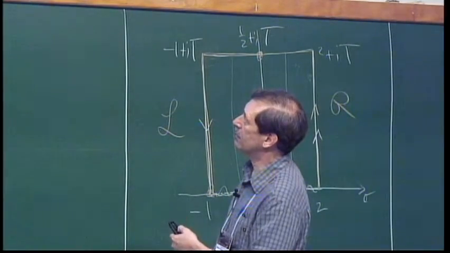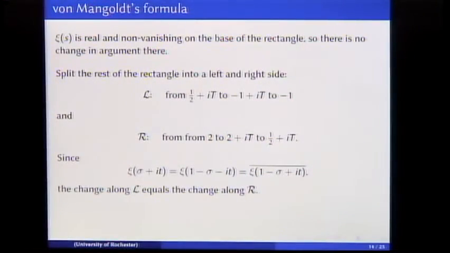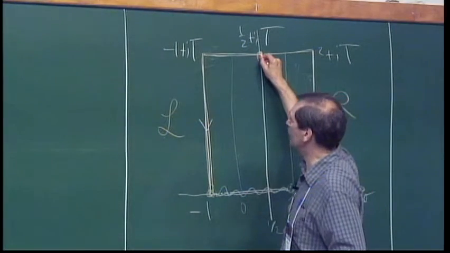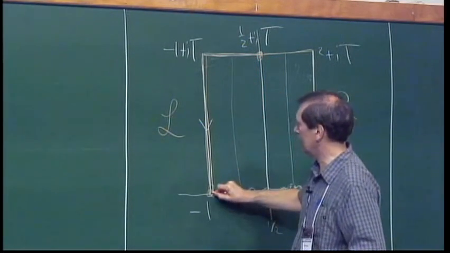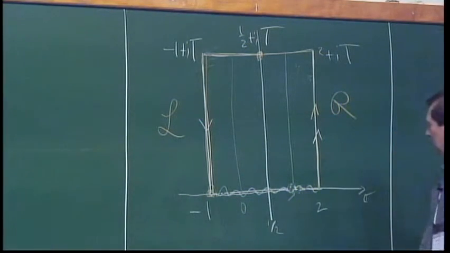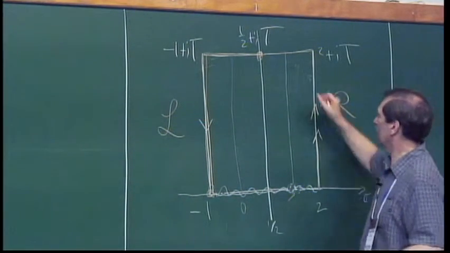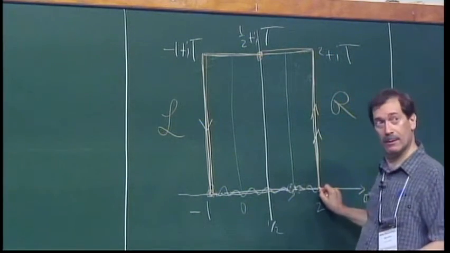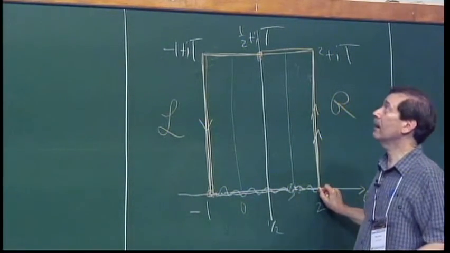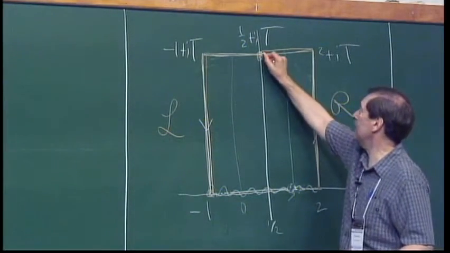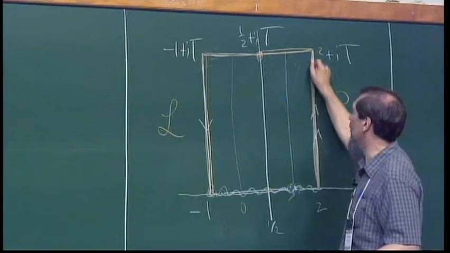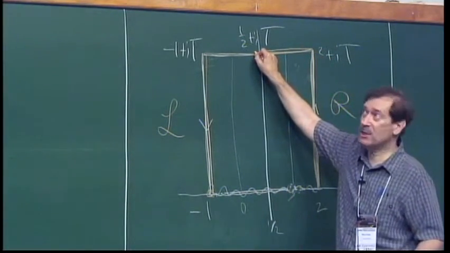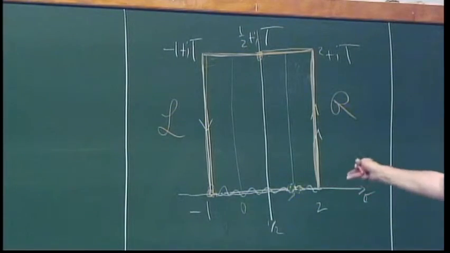Because this is a conjugate, this is saying that the change in argument here will be minus the change in argument of this expression under the conjugate. What does zeta of 1 minus sigma plus it do? If sigma plus it is doing this, 1 minus sigma plus it is doing this. And so minus this change in argument is the same as the change in argument of this. But that's the change in argument of zeta along the right edge to begin with.